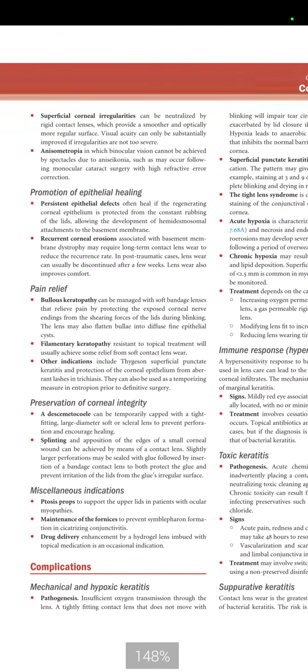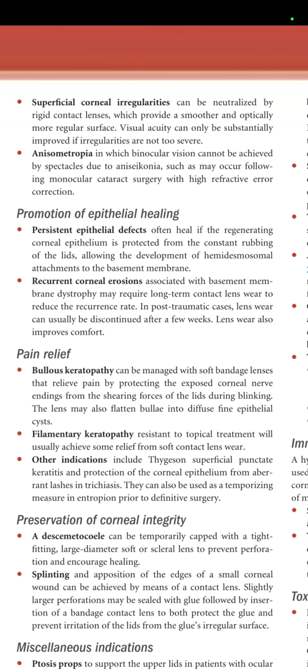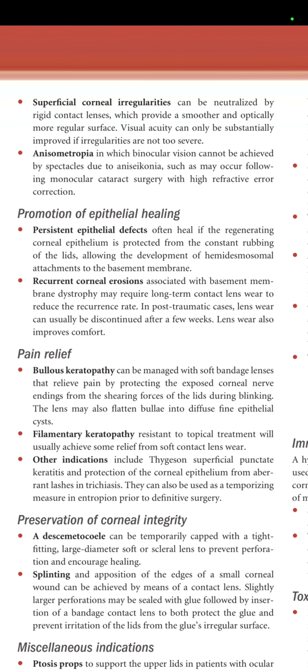Next, superficial corneal irregularities can be neutralized by a rigid contact lens, which can provide a smoother, optically more regular surface. Visual acuity can only be substantially improved if irregularities are not too severe.